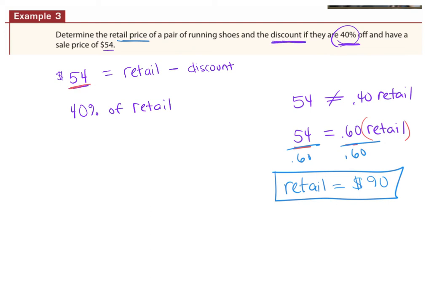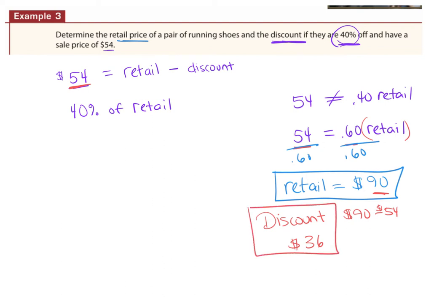I know he paid $54. I know the original amount was $90. How do I figure out how much money they took off? Just subtract, right? I know the retail was 90. He paid 54. How many dollars did they take off? That's the discount. So for the discount amount, I'm going to say $90 minus $54. What discount did they give him? $36 off was the discount.